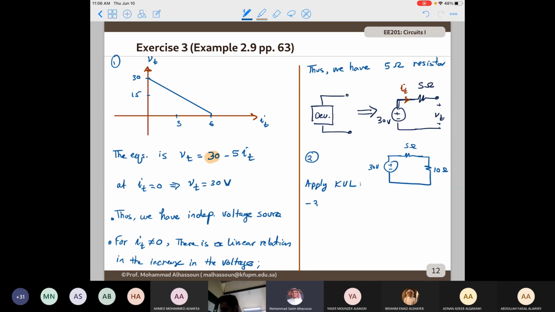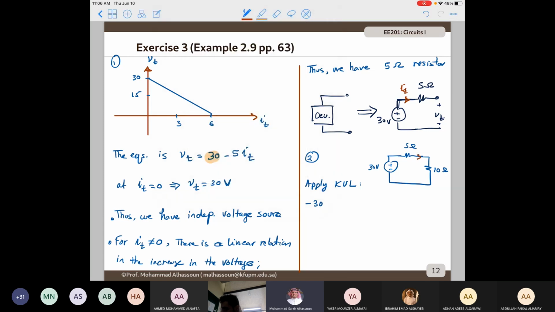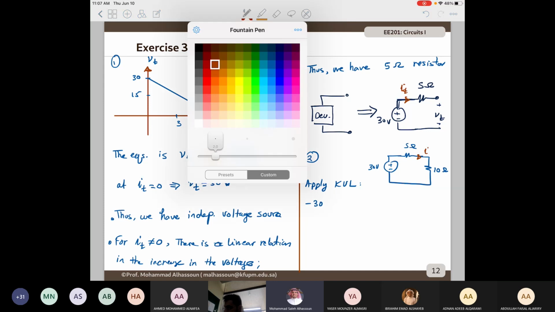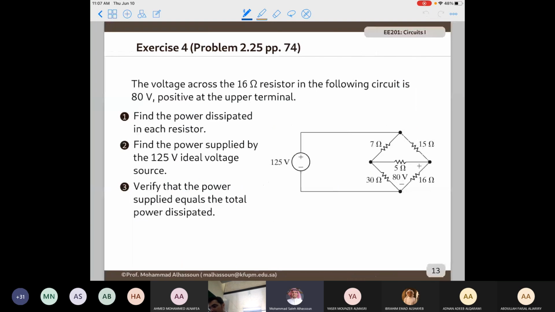So it's going to be minus 30. Let me just write this current as I. Minus 30 plus 5I plus 10I equals 0. So the current is 2 amperes here. And the power will be I squared multiplied by 10, which is 40 watts. Okay, very good.